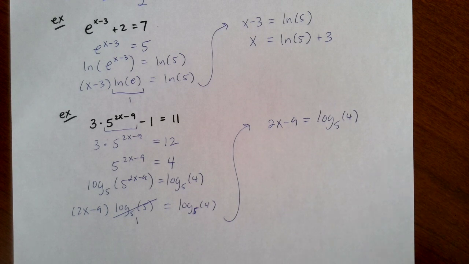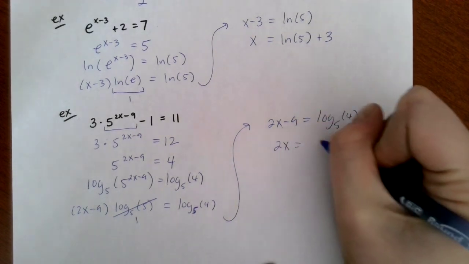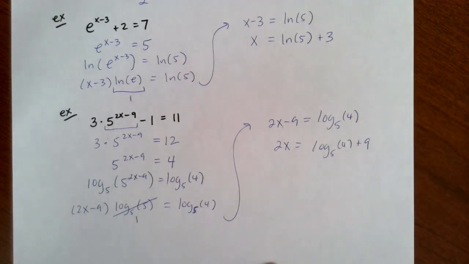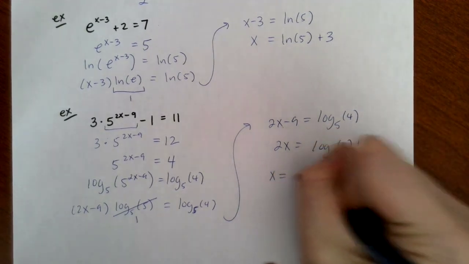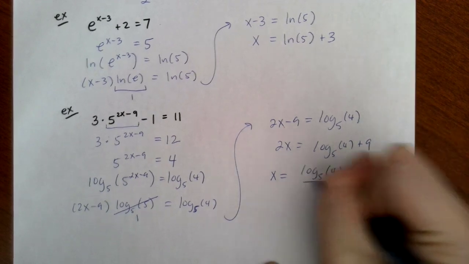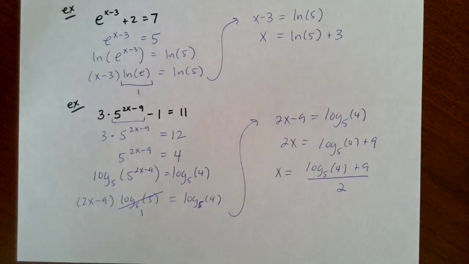Add the 9, divide the 2, and we're done. Adding the 9, and then we'll divide the 2. So we get log base 5 of 4 plus 9 divided by 2, and that's my answer.